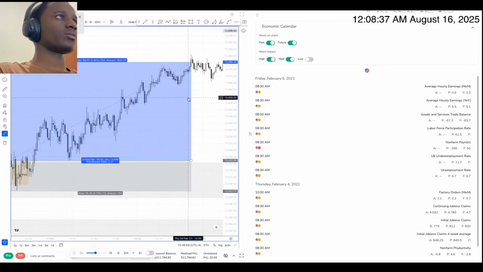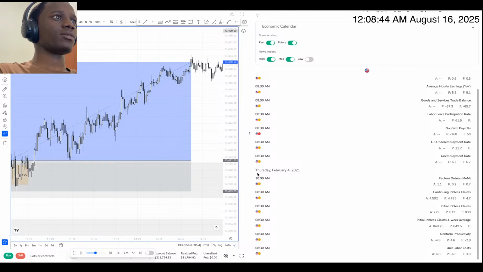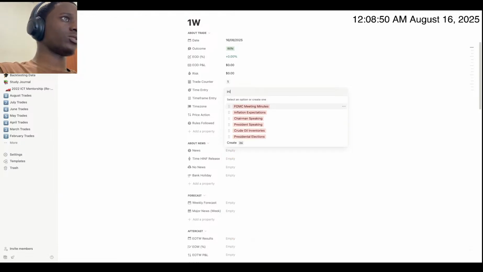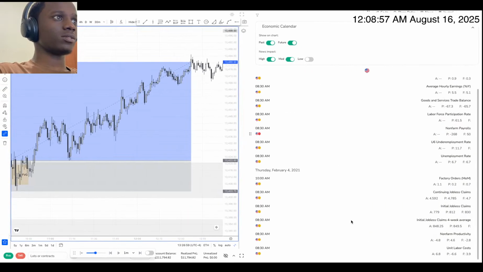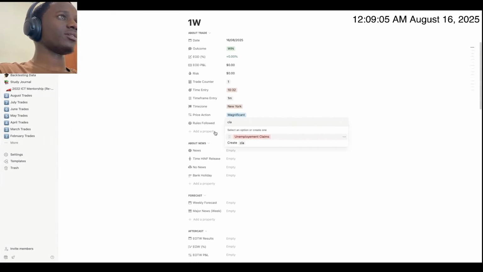Yeah. So it was Thursday, February 4th. There were factory orders, jobless claims, initial jobless claims and stuff. Initial claims. What is this? So there were no red folders. Non-farm productivity. Actually, this is a non-farm payroll Thursday. So there was no news.